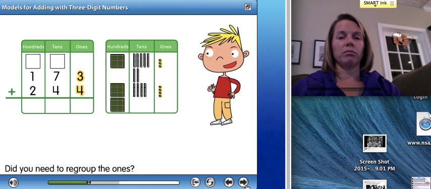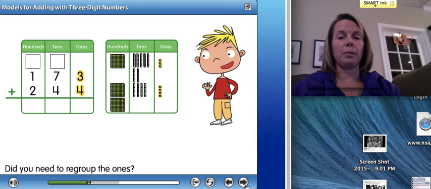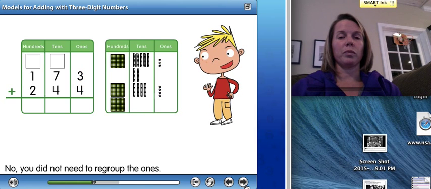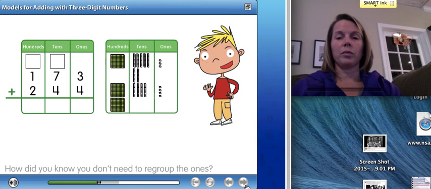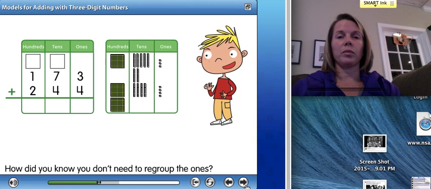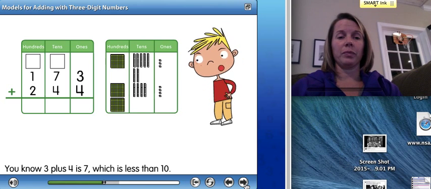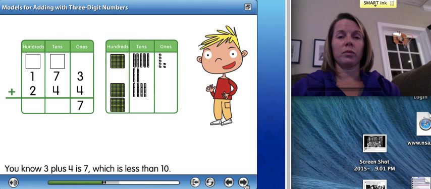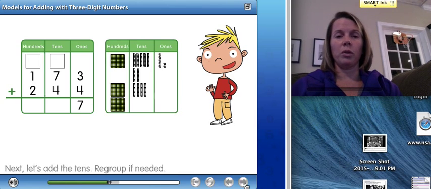Did you need to regroup the ones? I don't. No, you did not need to regroup the ones. How did you know you don't need to regroup the ones? I know I don't have to regroup the ones because the only time I need to carry it over into the tens place is if I have 10 or more, and 7 is less than 10. You know 3 plus 4 is 7, which is less than 10. We got it. We're on a roll.